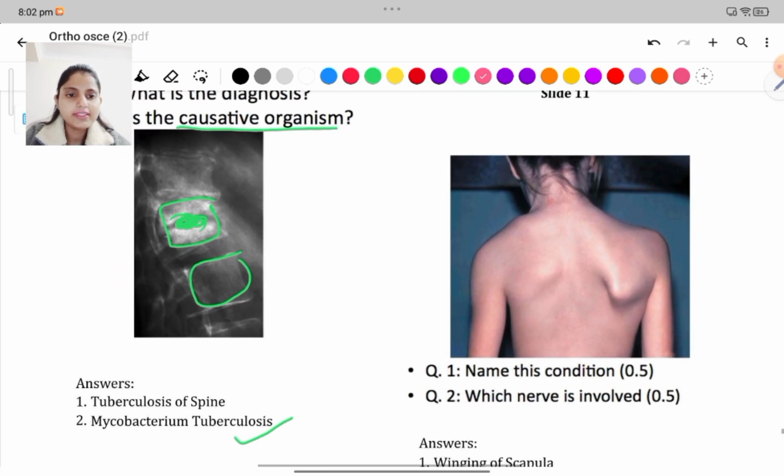Question number 11. What is the condition? This is winging of the scapula, and which nerve is involved? The long thoracic nerve of Bell is injured.